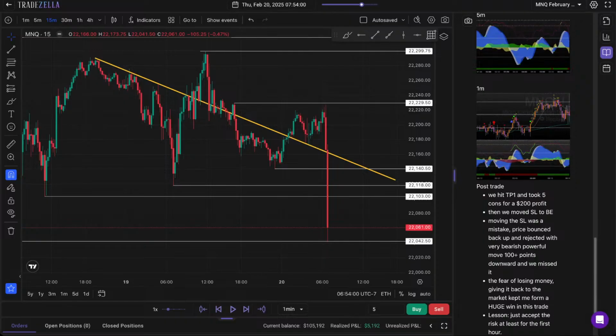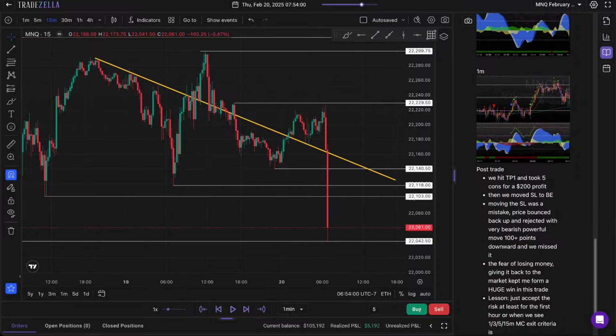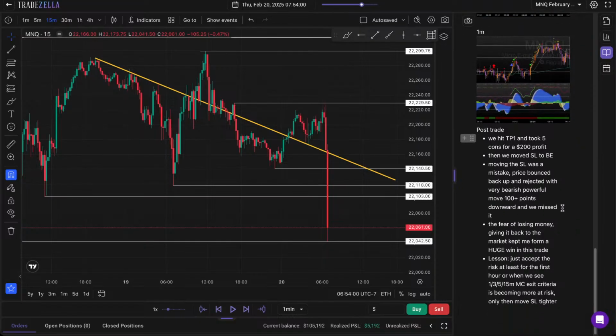That first hour, or when we see the 1, 3, 5, 15-minute MarketCipher exit criteria becoming more at risk. Only then move stop loss. Yeah, we had no business moving our stop loss there.